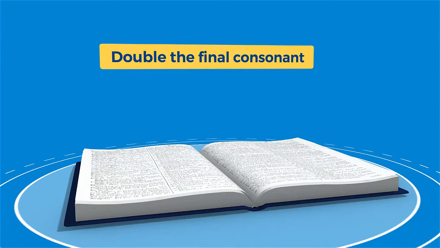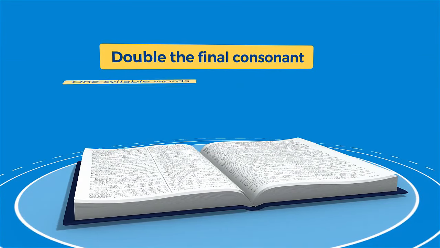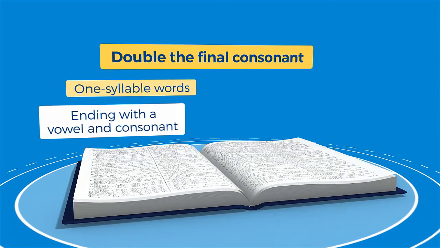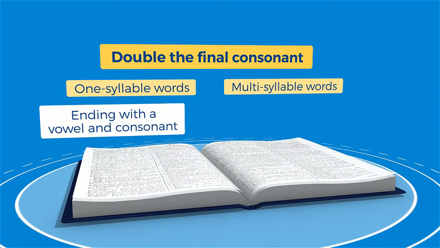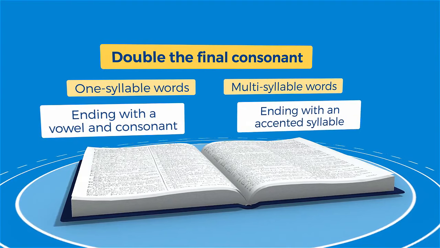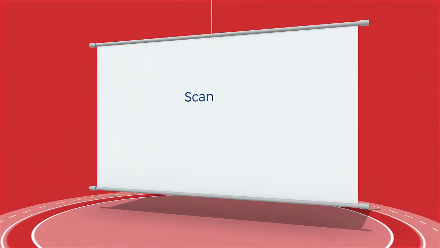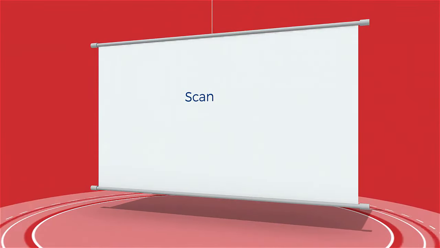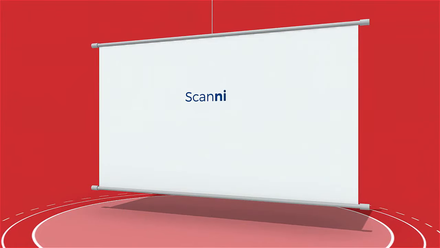Another spelling rule is to double the final consonant when you add a suffix, either to one-syllable words that end with a vowel and consonant, or to multi-syllable words with an accented final syllable. So scan, a one-syllable word ending in a vowel and consonant, becomes scanning, with 2 N's. Occur, which has an accent on the last syllable, becomes occurrence with a double R when you add ence.